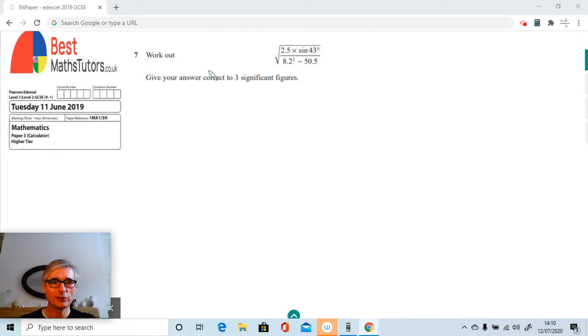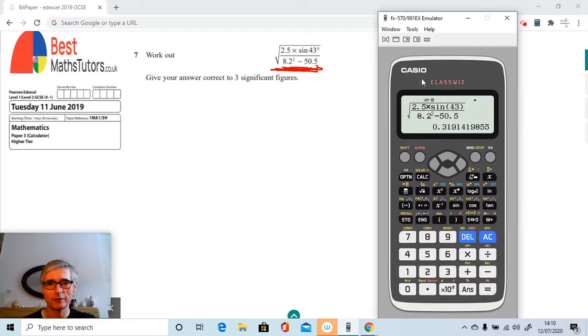So question 7 is a question about doing a calculation, which looks fairly complicated at first. And it's all about calculator work. So hopefully what you will have is the recommended calculator. Just let me delete that display on there.